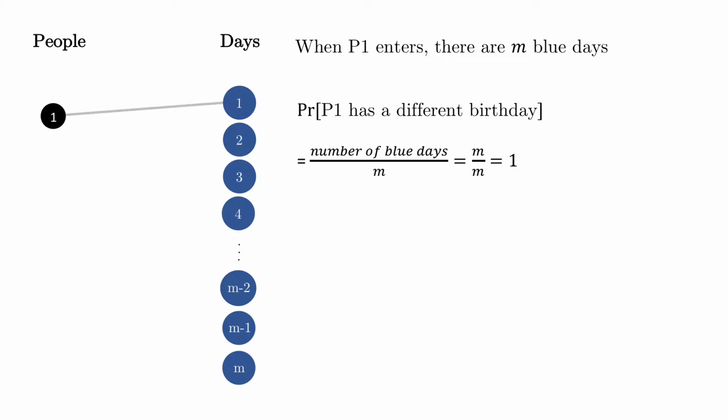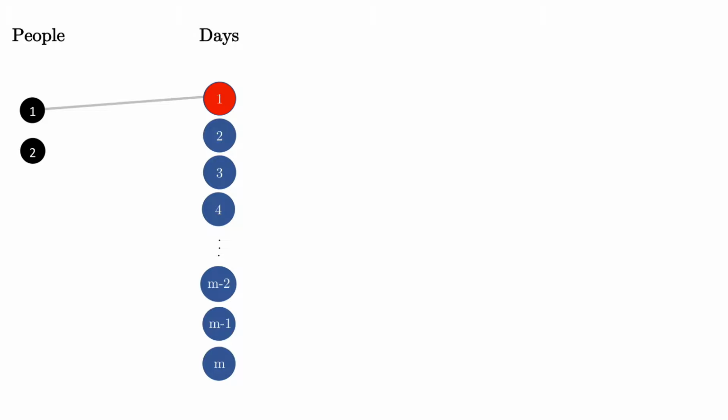Now suppose person 1 is born on day 1. Let us represent an edge between person 1 and day 1 to signify person 1 was born on day 1. And we're going to mark day 1 in red, meaning that day 1 is taken, or someone, in this case person 1, was born on day 1. Now suppose person 2 walks into the room.